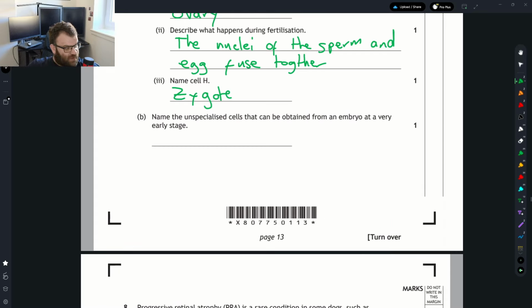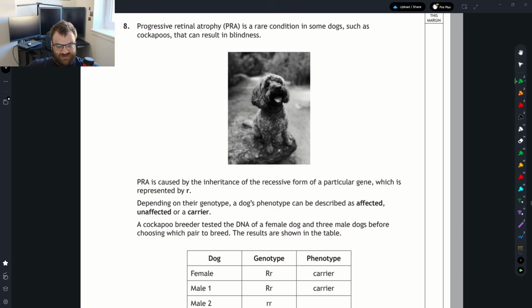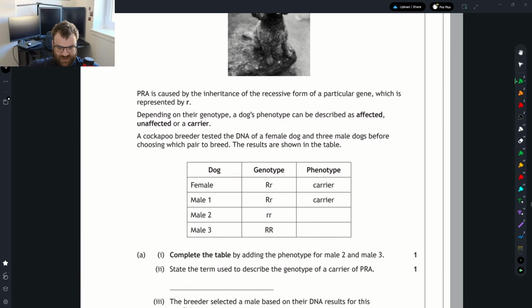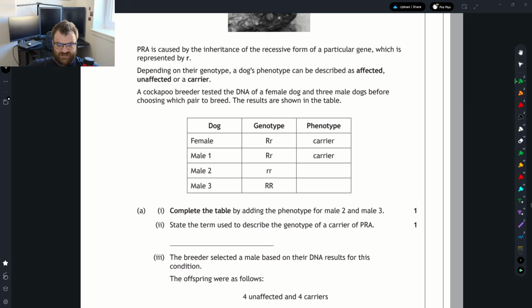cells for that one. And this one, we're talking about a condition that affects certain dogs, resulting in blindness. That's not a very cheery subject. Okay, so it's caused by the inheritance of a recessive form of the disease represented by R. And you've got an affected, unaffected, or a carrier. So they have kind of helped us out with the first bit.